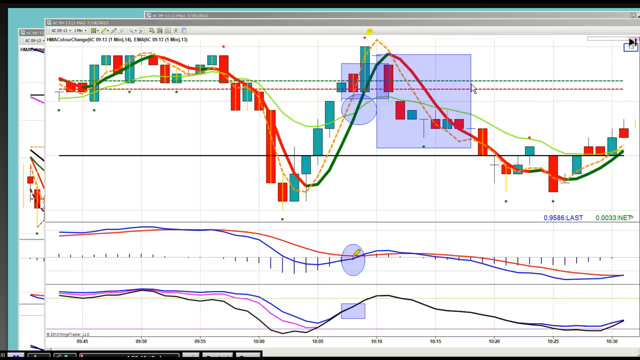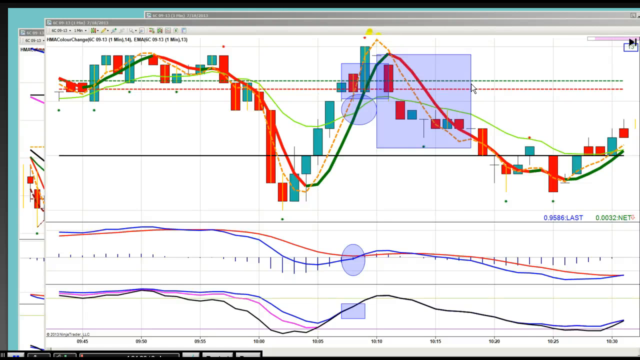How about using an HMA to get out of a trade when you're in? Absolutely. Let's say you got in down here, and here you come up here and suddenly you see the candle go below. Time to get out. Time to take your profits off the table if you haven't already taken them. Okay? Time to get out.